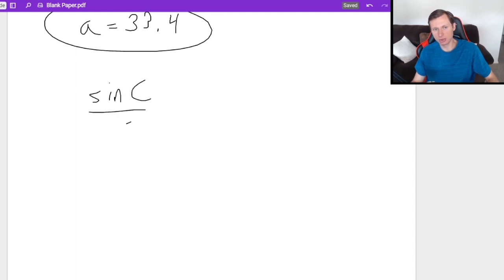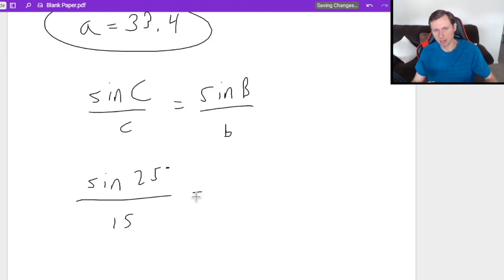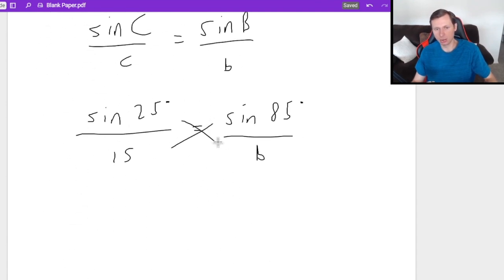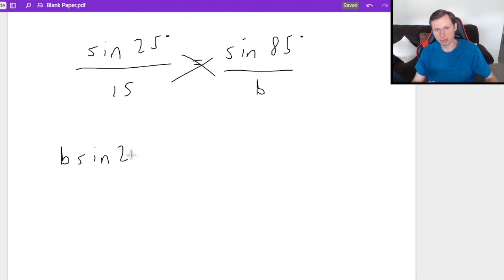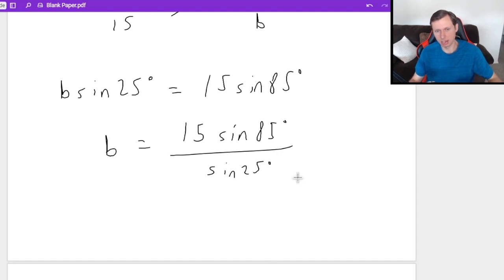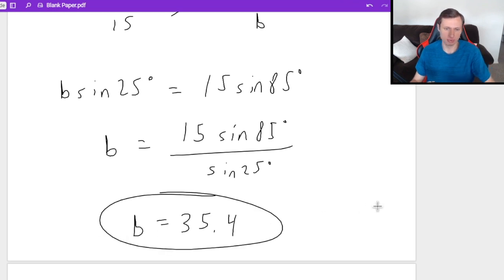Sine of C over C equals sine of B over B, where C is still 25 degrees, and lowercase c is still 15, equals sine of B, which we solved for, it was 85, divided by B. Again, I cross multiply. B times the sine of 25 degrees equals 15 sine of 85 degrees. And then you just divide, blah, blah, blah. Not too bad. Law of cosines is much worse, by the way. And I plug this in my calculator, and I'll get a final answer of 35.4. And there we go. There's our answer for this one.